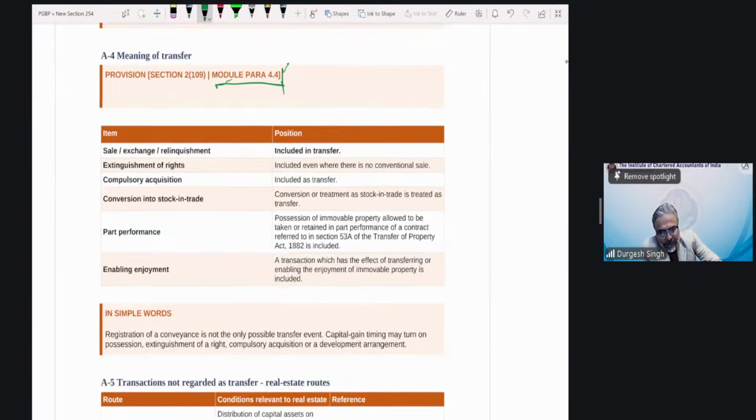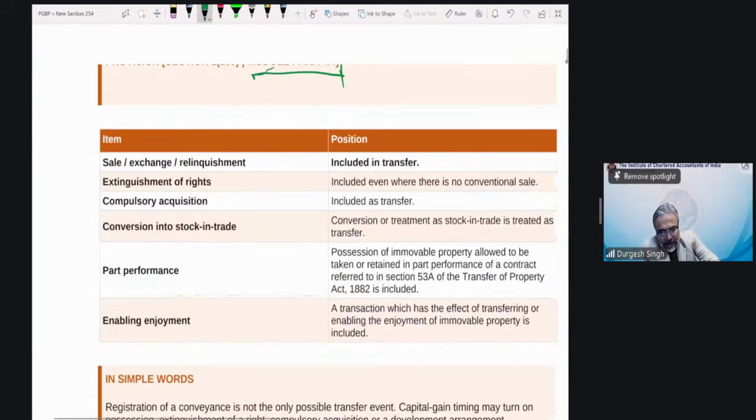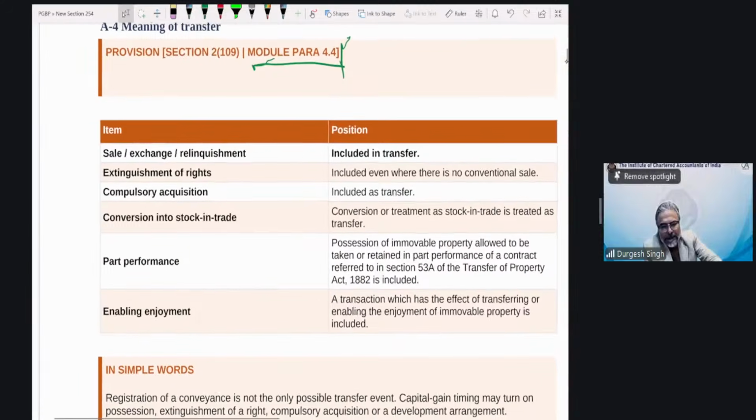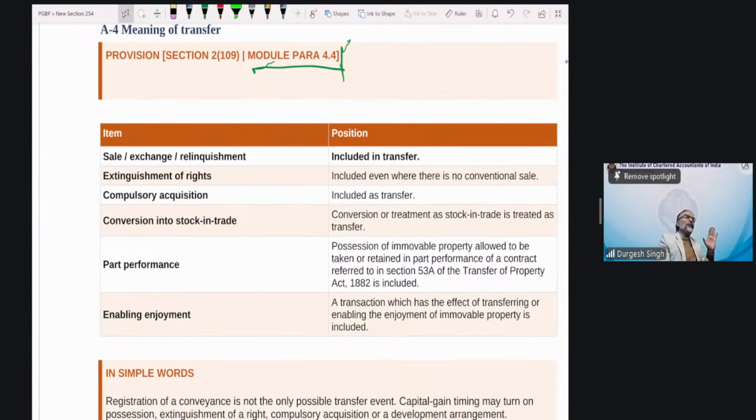Now, students, if you see over here the definition of transfer, I told you that there are a couple of cases. There are a couple of cases which I'll take out right now and we'll discuss in real estate specifically. Those couple of cases we are now going to address. Please have a look. So this we already did.